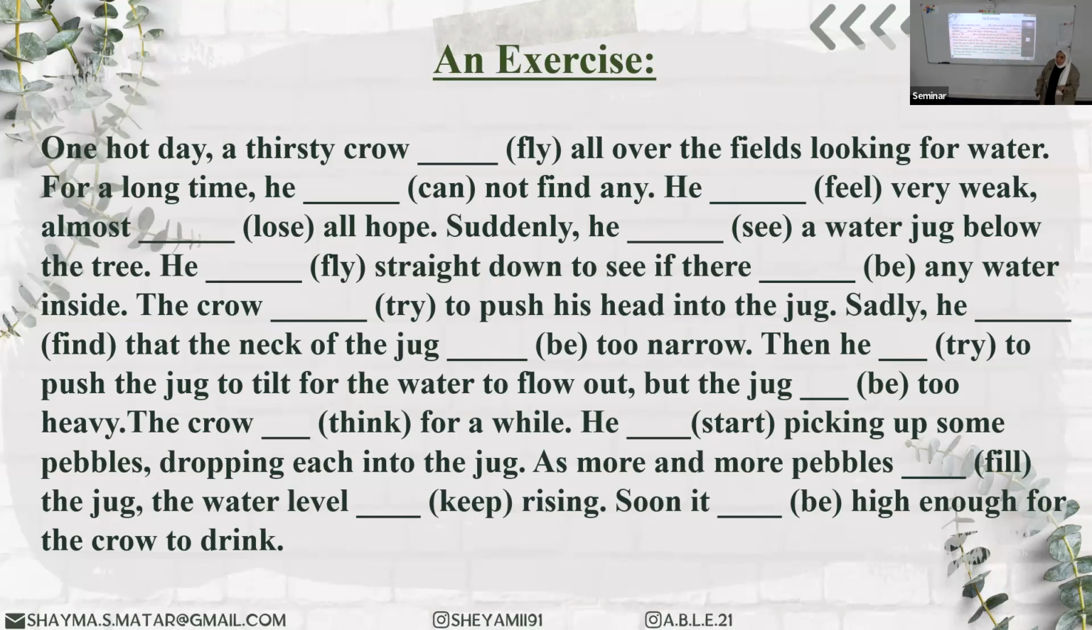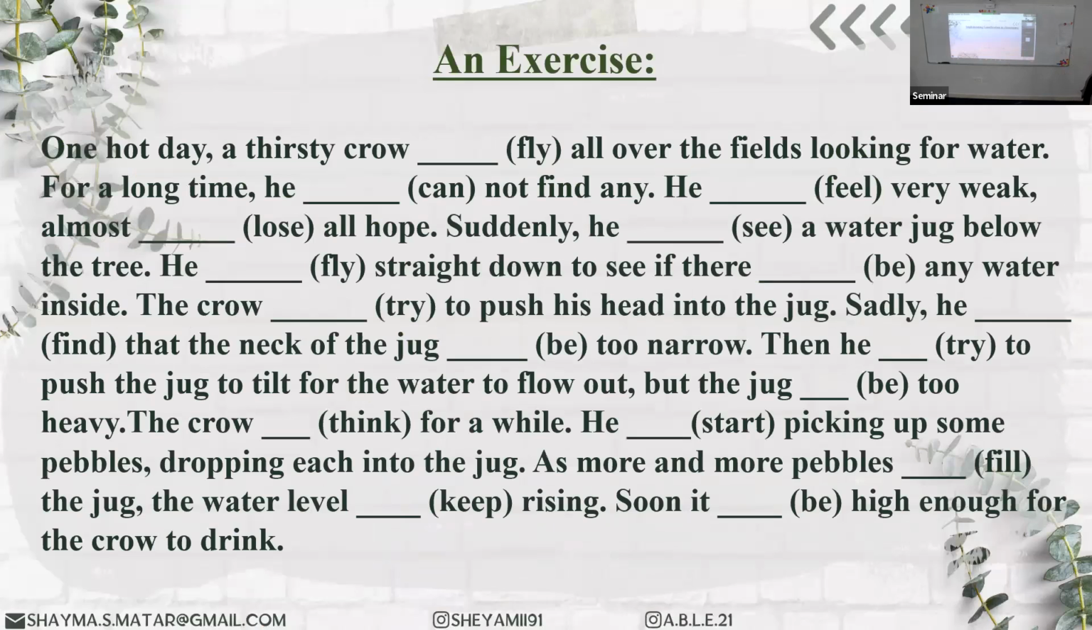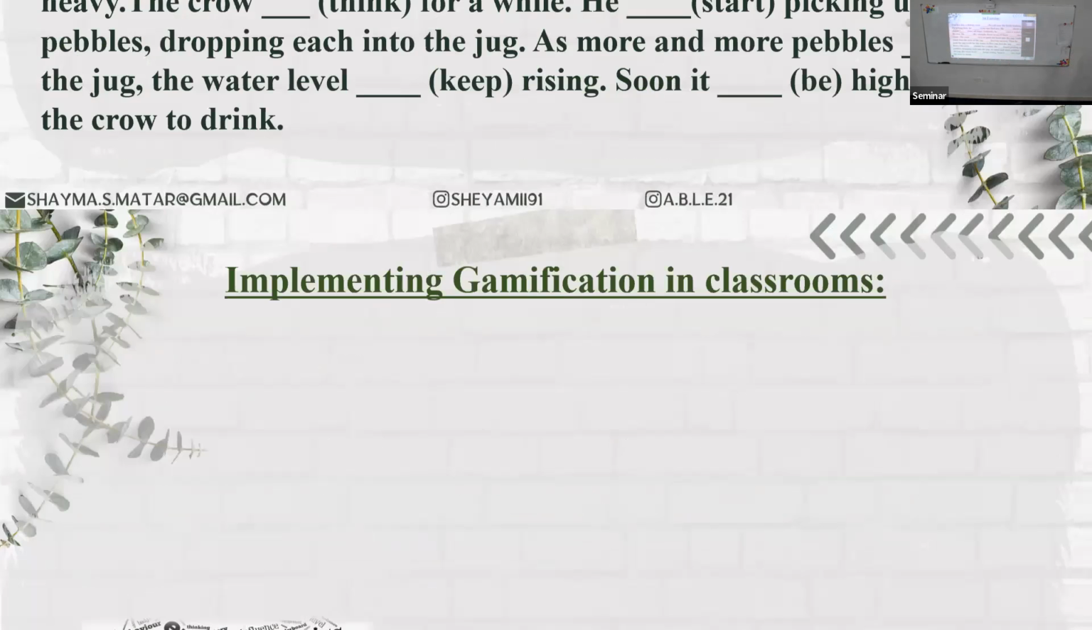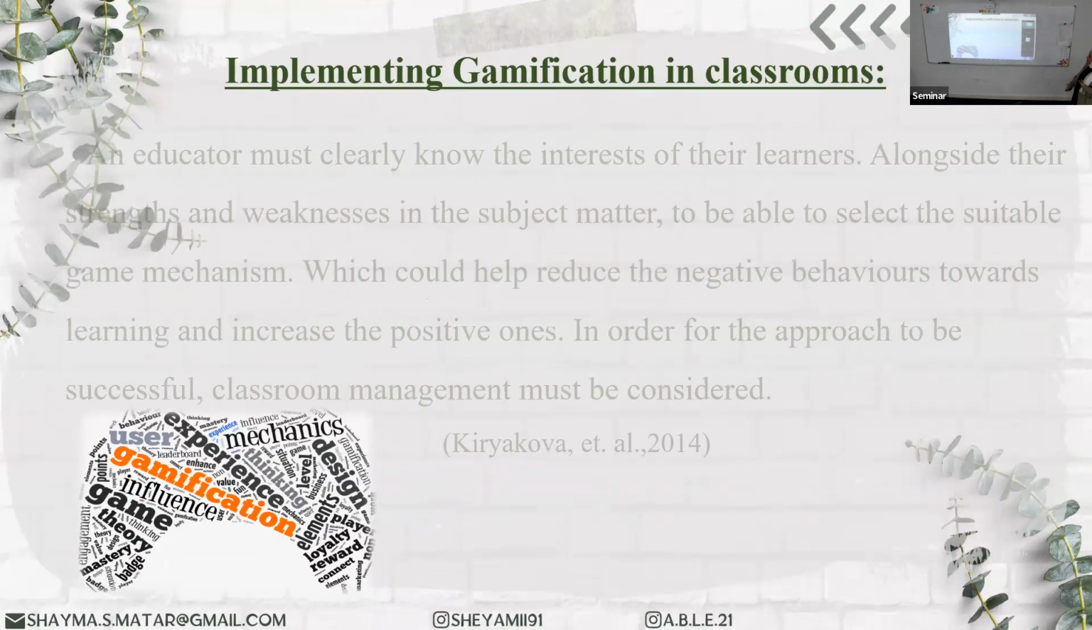So basically, one of the main things you must start with your students is to be clear with them, and you must have an agreement with them at the beginning of your semester, of the school year. So, implementing gamification within your classroom: how can I implement it, or why do I implement gamification within my classroom?